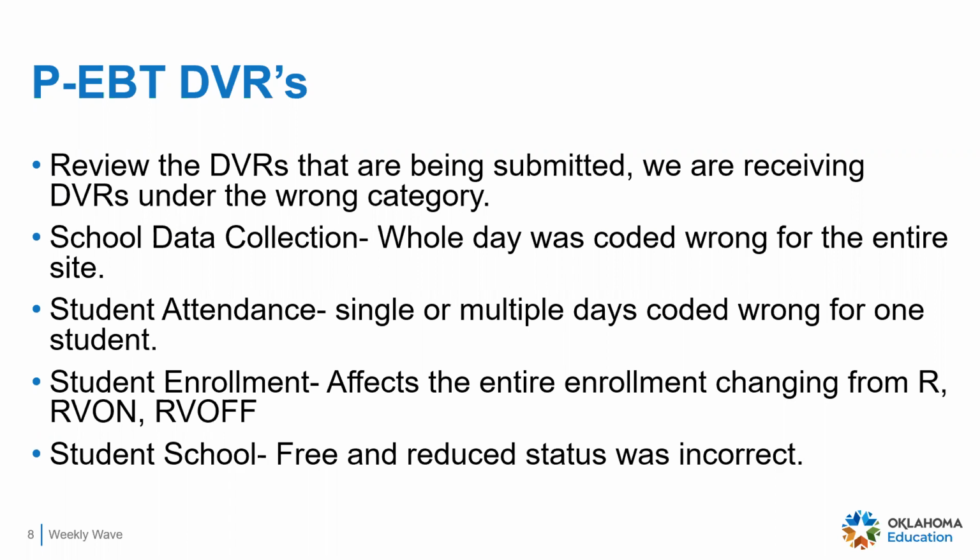That would be what would affect those particular DVRs. And if it's the student's school, their free and reduced status was incorrect. So we are going in and working through those. I encourage you, please go in. You should get notification when we tell you that it's in the wrong category and you have to resubmit it under the right one. But make sure you're verifying that.